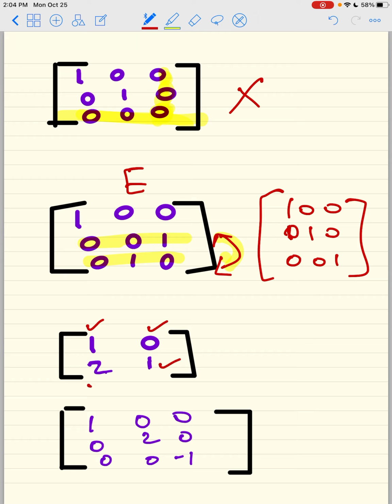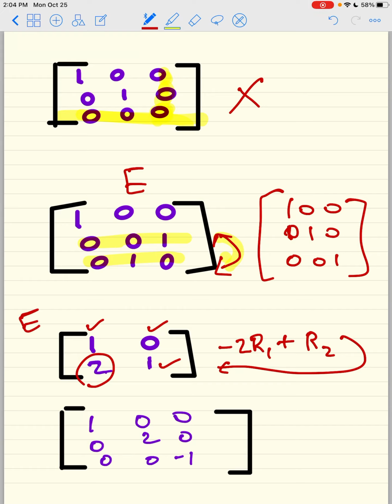This is good. This is the only position that I need a 0 for. So the way that I get it to be a 0 is if I do one operation. So I'm going to do a negative 2 R1 plus R2, right? And if you do that, you get a new R2, and so now you're good to go.